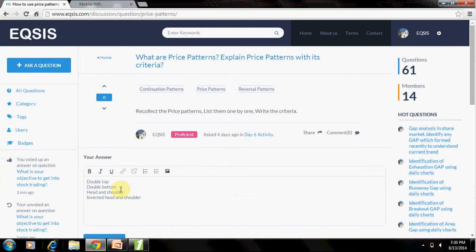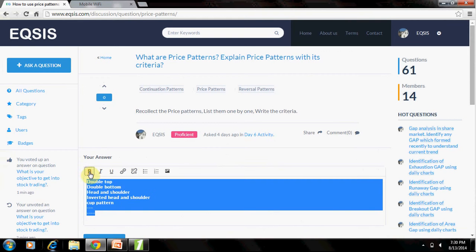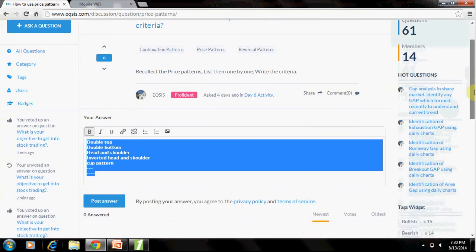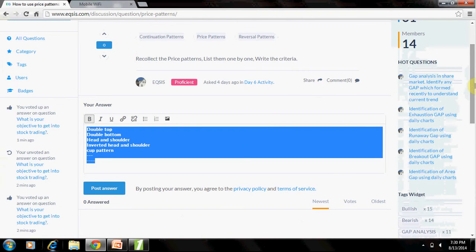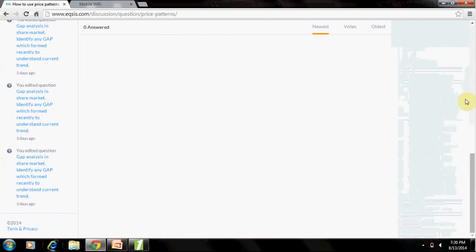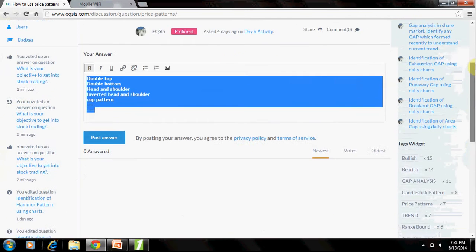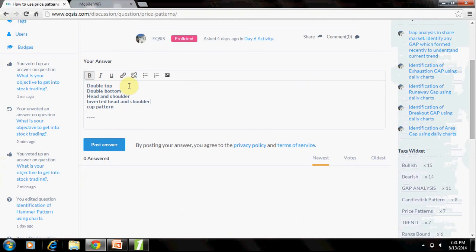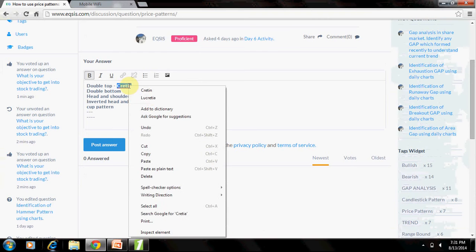and then you might have seen a cup pattern. So likewise you have seen all the patterns. I hope you are focusing on something here. I've made it a little bit bold for you to recognize it. So the moment you type all these things one by one, you have to give me the criteria here. Make sure that you give me your criteria here.